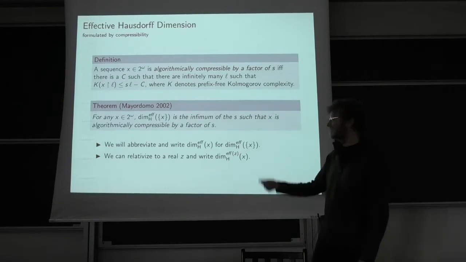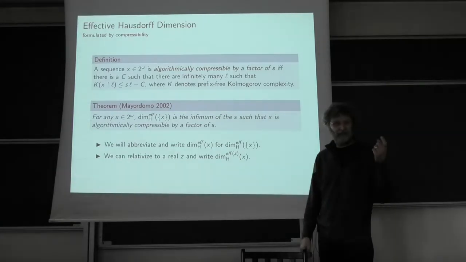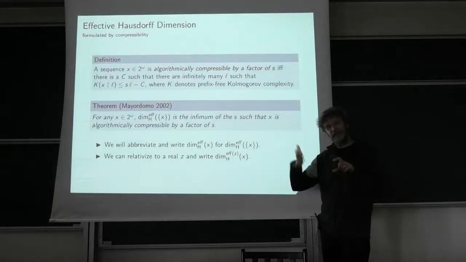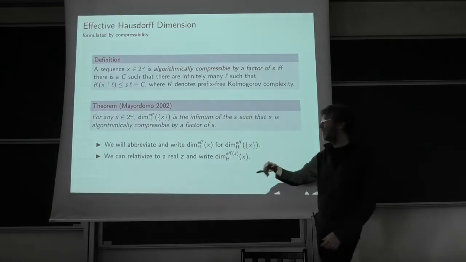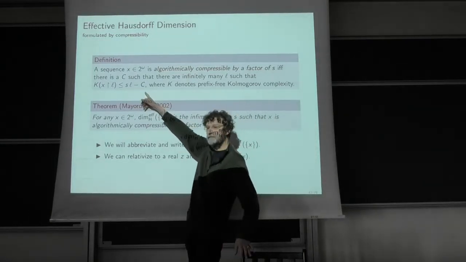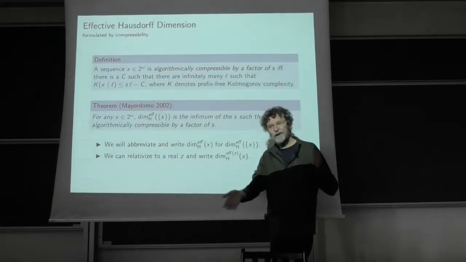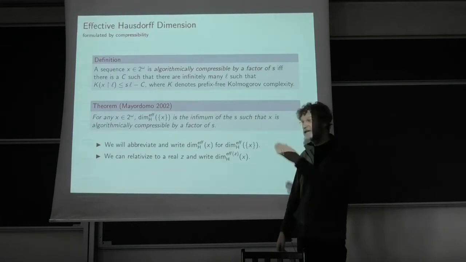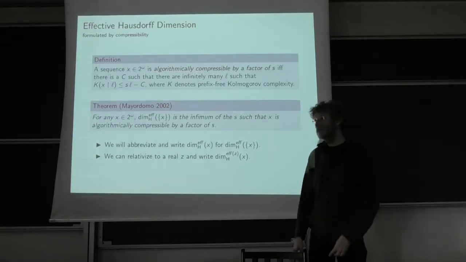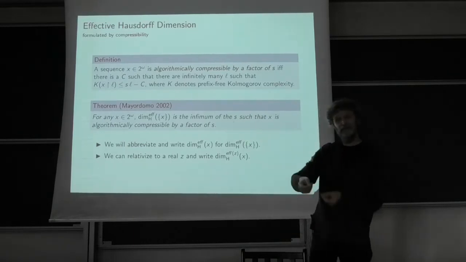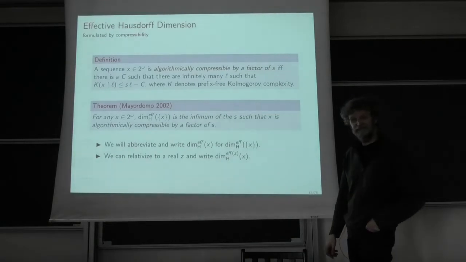An example of something that is algorithmically compressible by a factor of a half is a sequence such that every even bit is 0. The 0 part you can talk about just by saying the even part is 0, that's the program. And the odd part, you just have to say what the digits are sitting in the odd places, and that'll take you length over 2. So that's a not misleading example.